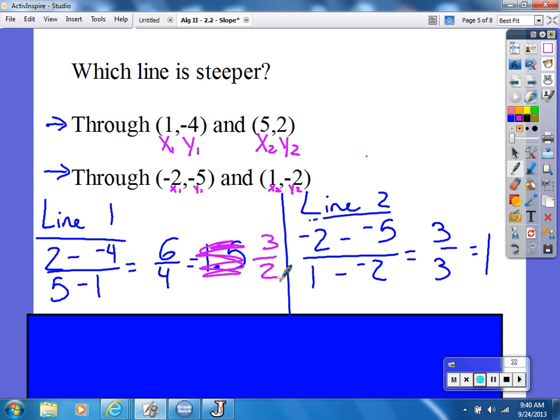Now I have a question. I'm going to change my answer just slightly. What if this had been a negative sign? Negative 3 halves, and the other one was 1. Which one's steeper? Why? Say it one more time. That's true, but that doesn't help us. That doesn't actually always determine our steepness.